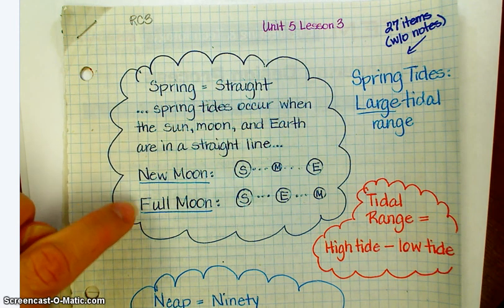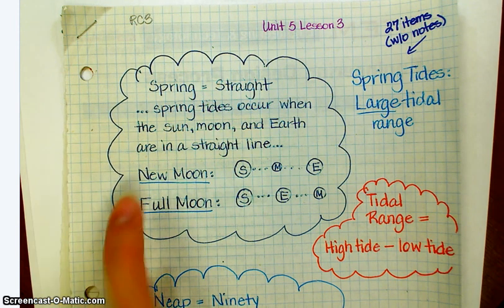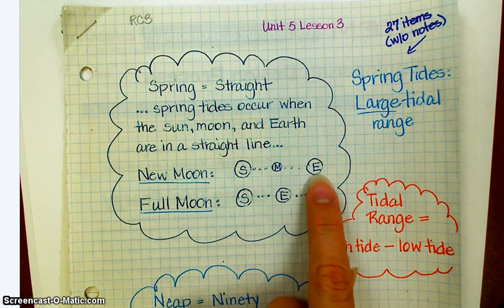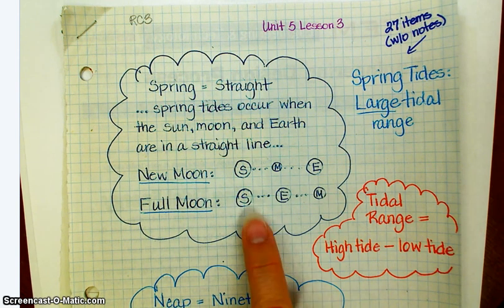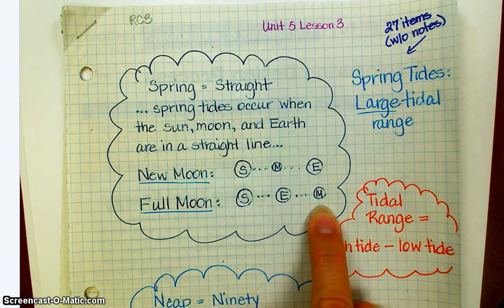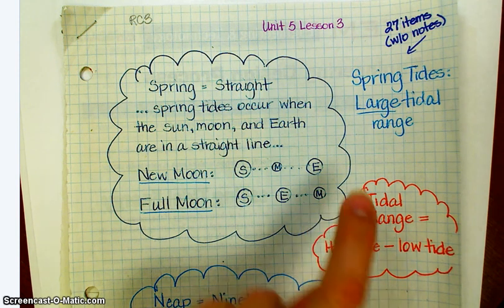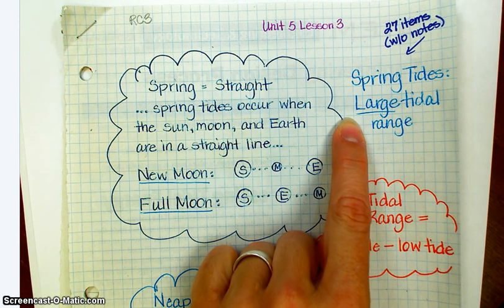So that would be at new moon and full moon. Okay. At new moon, you have the sun with the moon in the middle and then the earth. At full moon, you have the sun with the earth in the middle and then the moon. Okay? Remember that spring tides means you have a large tidal range. There is a big difference between your high tide reading and your low tide reading.